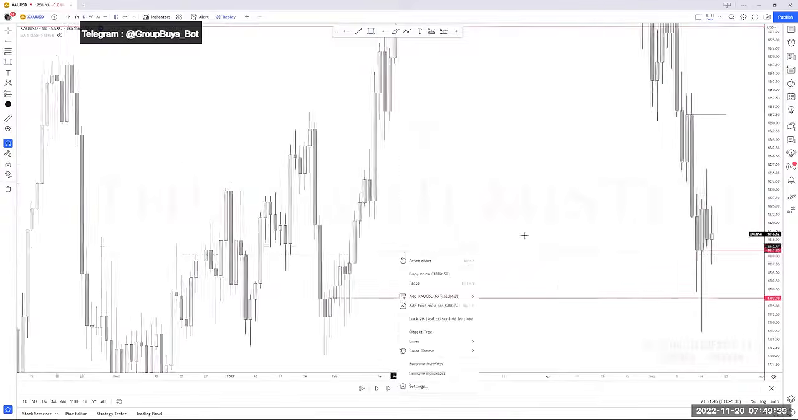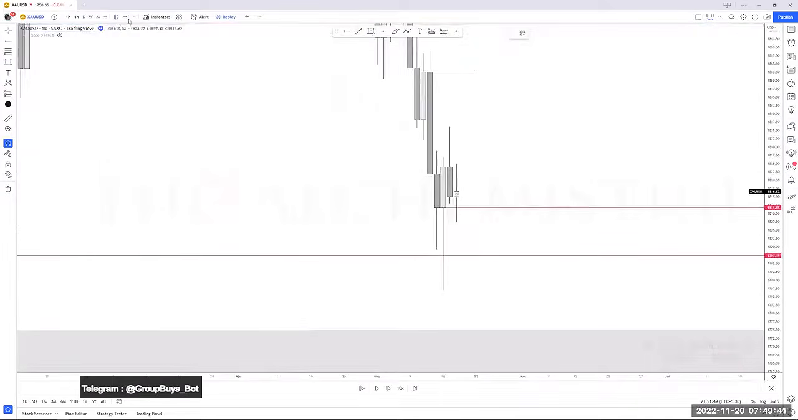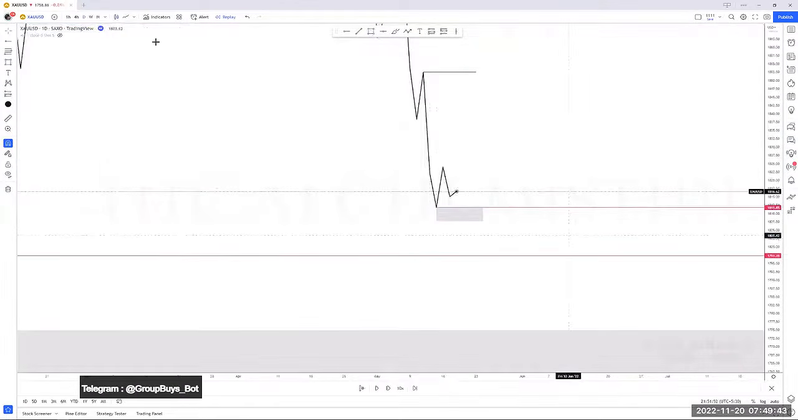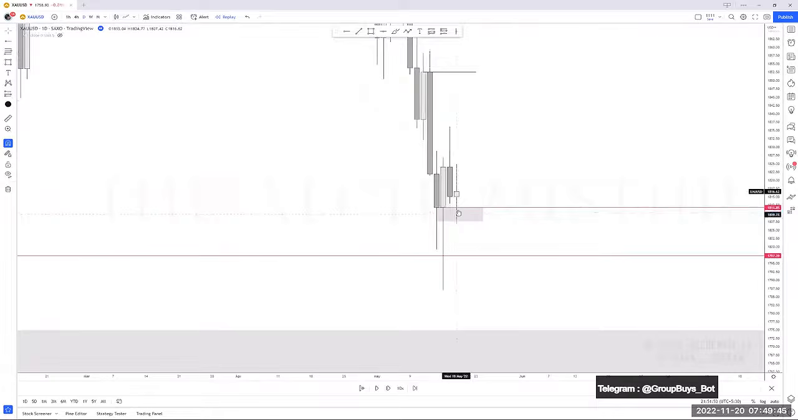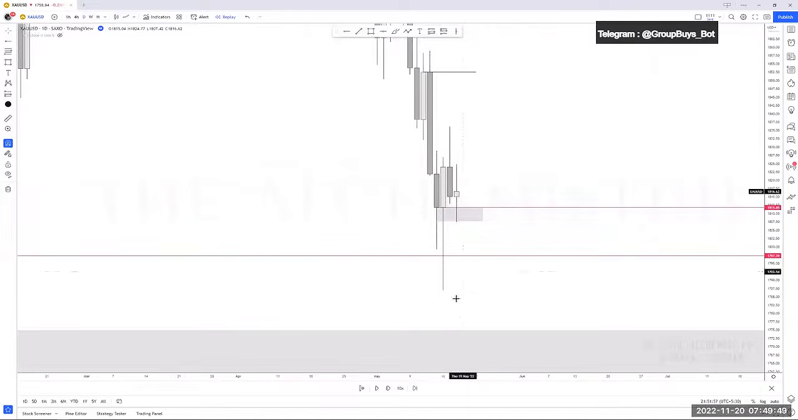Now, what has the daily done? Daily has created a new support over here. So daily has created a new support and daily has tapped into it, closed above it. See that? Daily has tapped into it and it has closed above it.